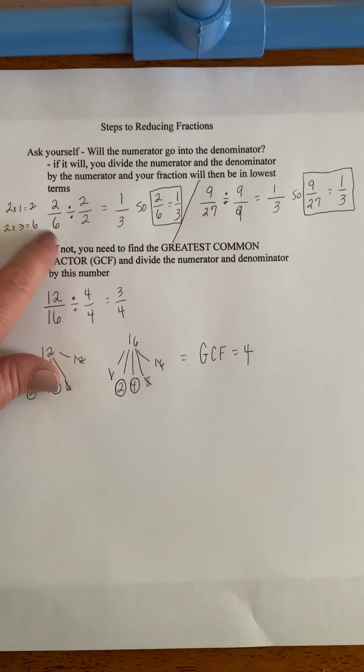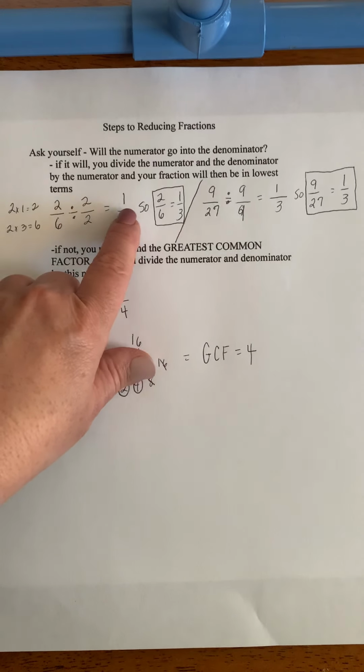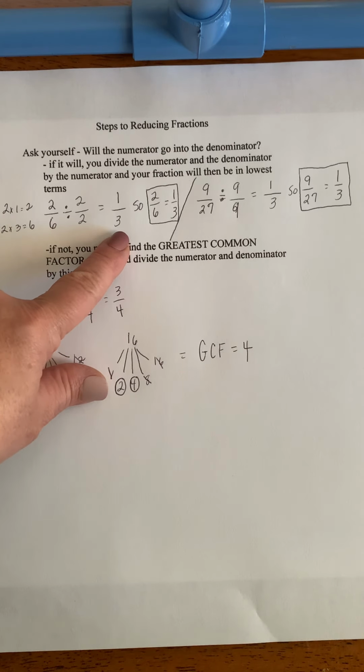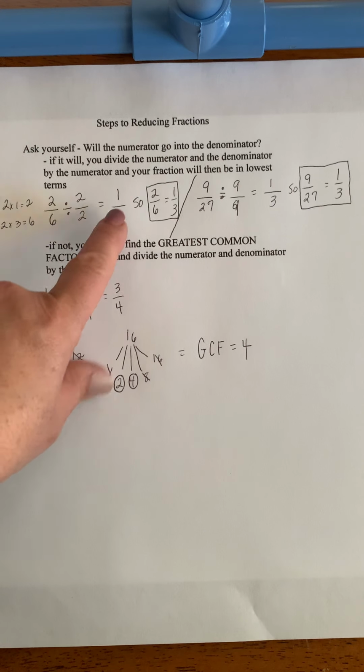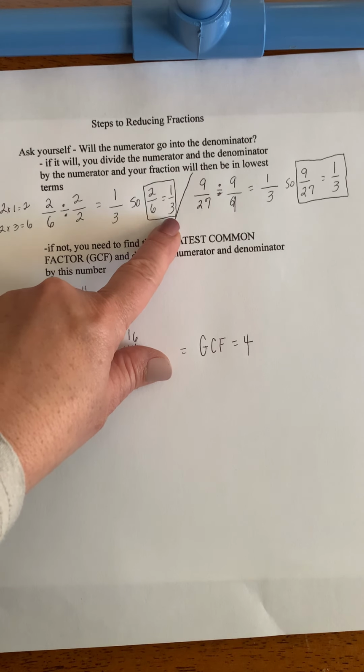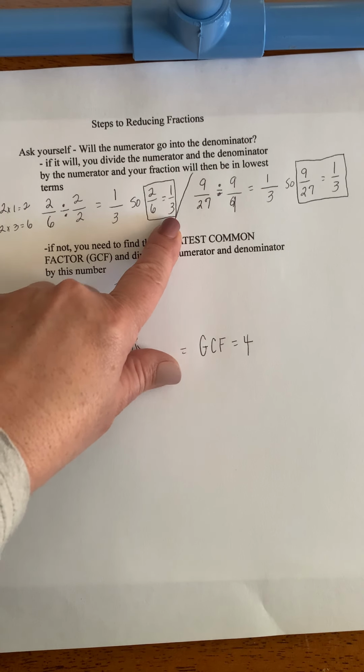So I'm going to take 2/6. I'm going to divide, 2 divided by 2 is 1, and 6 divided by 2 is 3. Now you're in lowest terms, so 2/6 equals 1/3. And in 5th grade, if you do not reduce it to the lowest terms, it will be kind of wrong. Let's do another one.